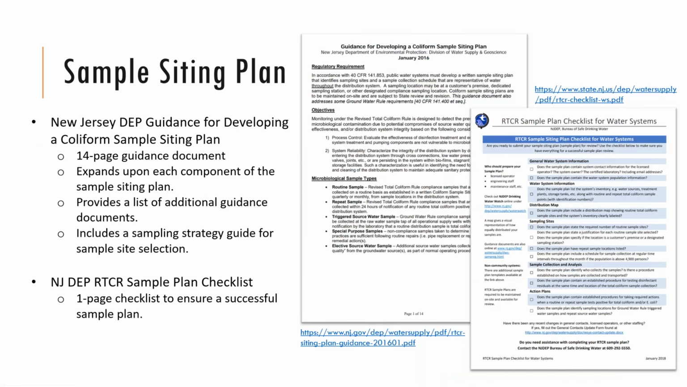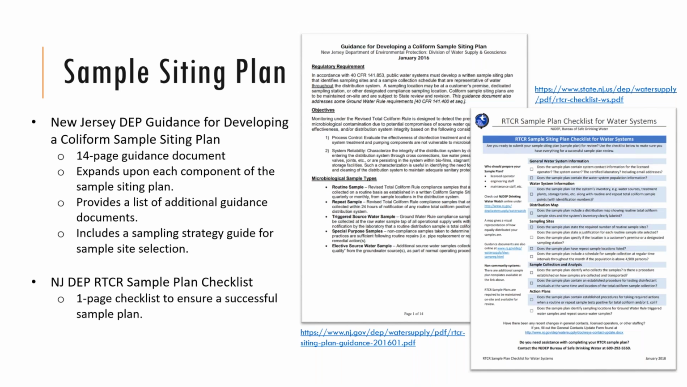Another guidance document, which I found was very comprehensive, was New Jersey DEP's guidance for developing a coliform sampling plan document and the RTCR sample plan checklist. So this 14-page manual, similar to the EPA manual, breaks down each component of the sample siting plan and provides instructions as well as considerations for completing each component of the form. This manual also provides additional links to other guidance documents and helpful tables to establish sampling schedules.